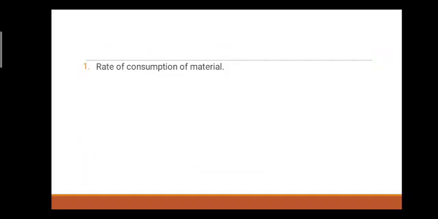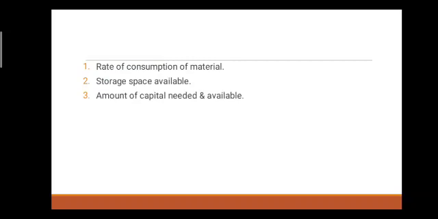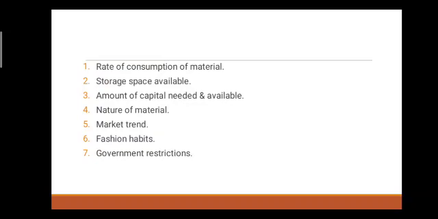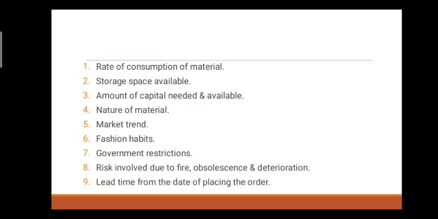First point, rate of consumption of material. Second, storage space available. Third, amount of capital needed and available. Fourth, nature of material. Fifth, market trend. Sixth, fashion habits. Seventh, government restrictions. Eighth, risk involved due to fire, obsolescence and deterioration. Ninth, lead time from the date of placing the order.